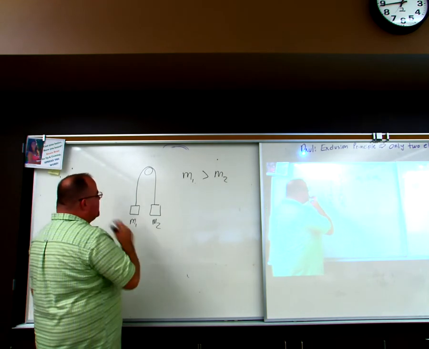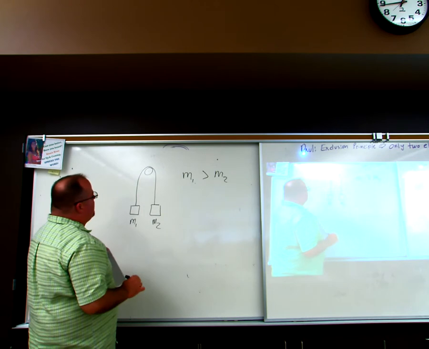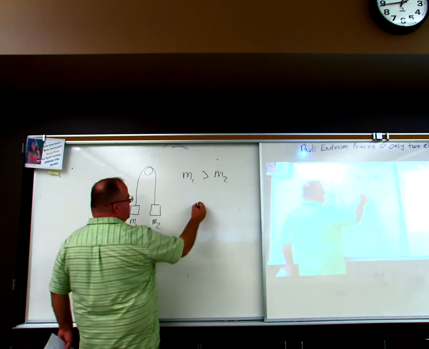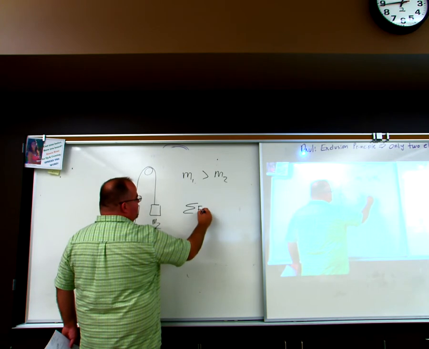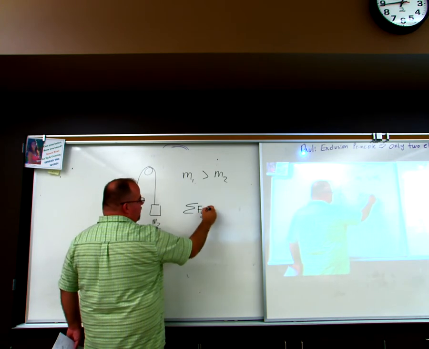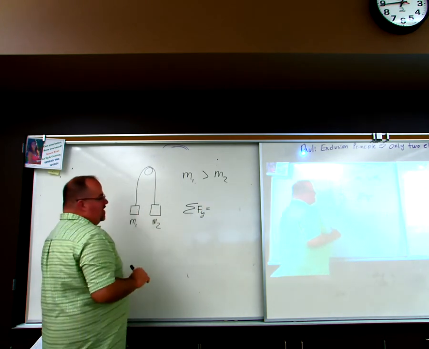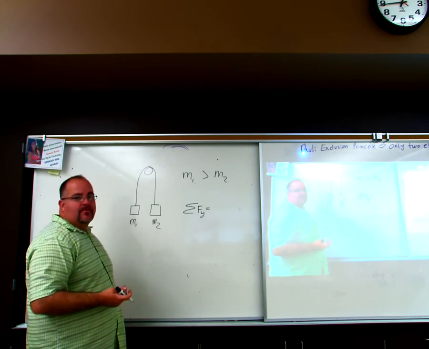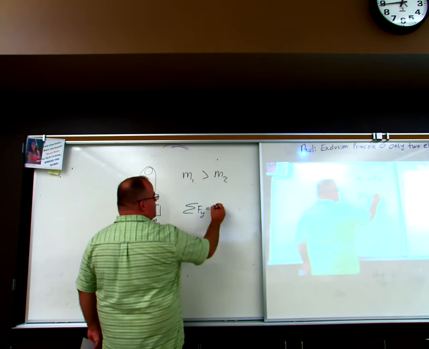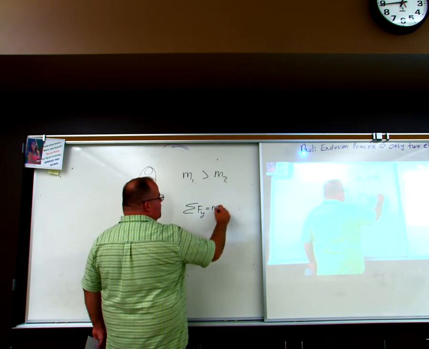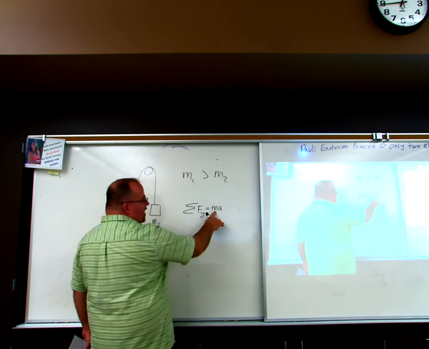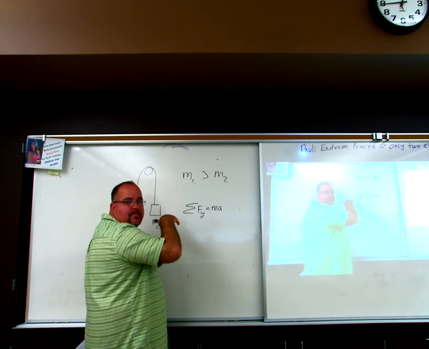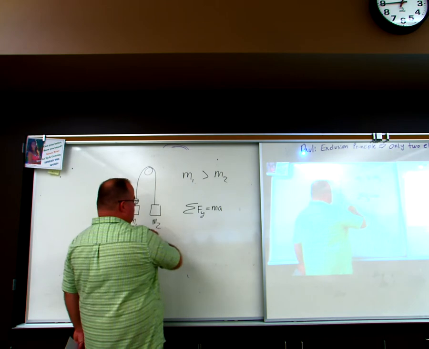So this one is easy in the sense that it's one-dimensional. You got the sum of the forces. We can just say it's the y, it doesn't really matter because there's only one. Do the forces cancel out on this problem? No, they don't. So the sum of the forces equals ma. But here's the trick. It's the total mass of the system, right?